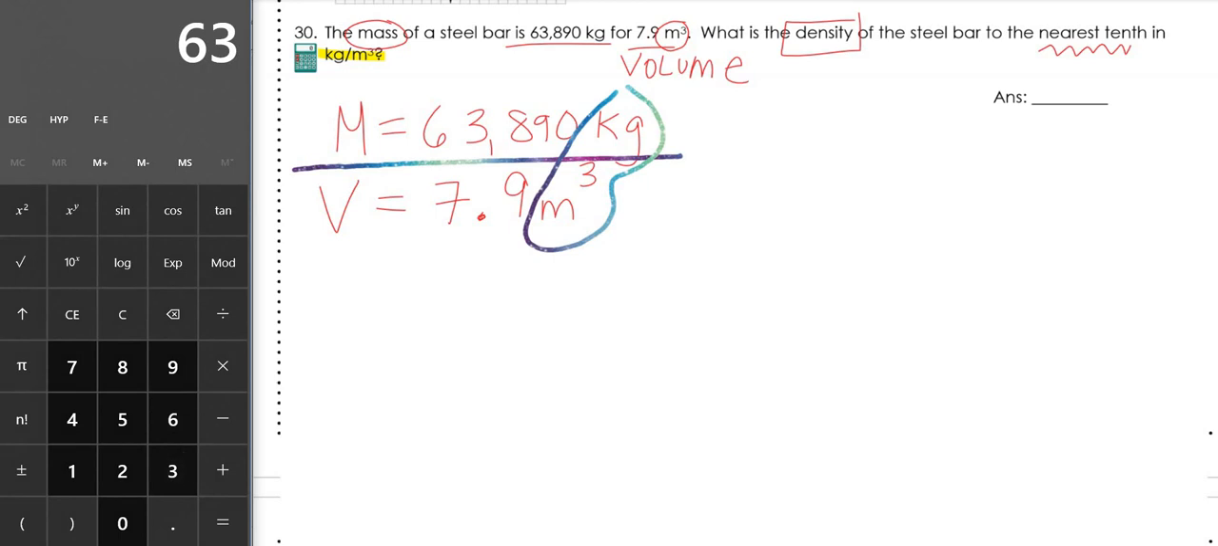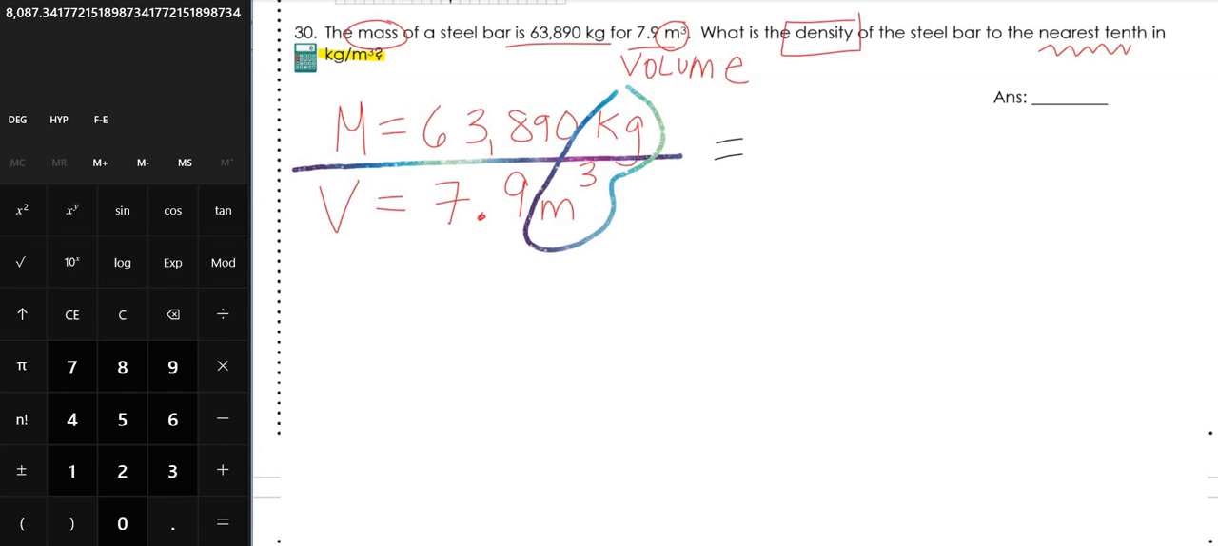So 63,890 divided by 7.9 equals 8,087.34, and so on. So we need to round to the nearest tenth. So our final answer is going to be 8,087 point, let's see how we need to round. Well, the 3 should either round up to 4 or stay at 3. I look next door and nope, it's going to stay at 3. So 8,087.3 kilograms per meter cubed.